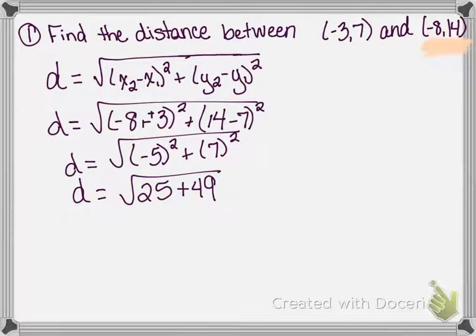You can't do that. The square root is a grouping symbol, so what's inside the square root you've got to do first. So it's the square root of 74.